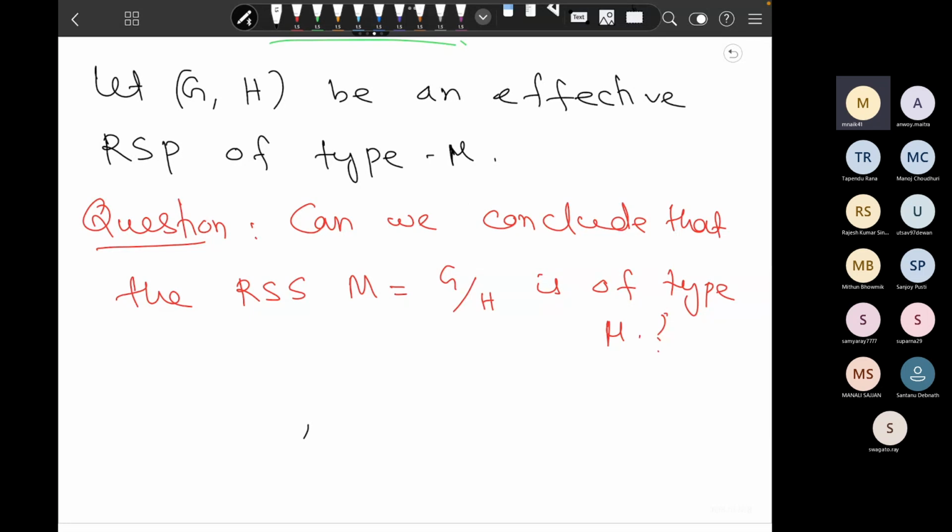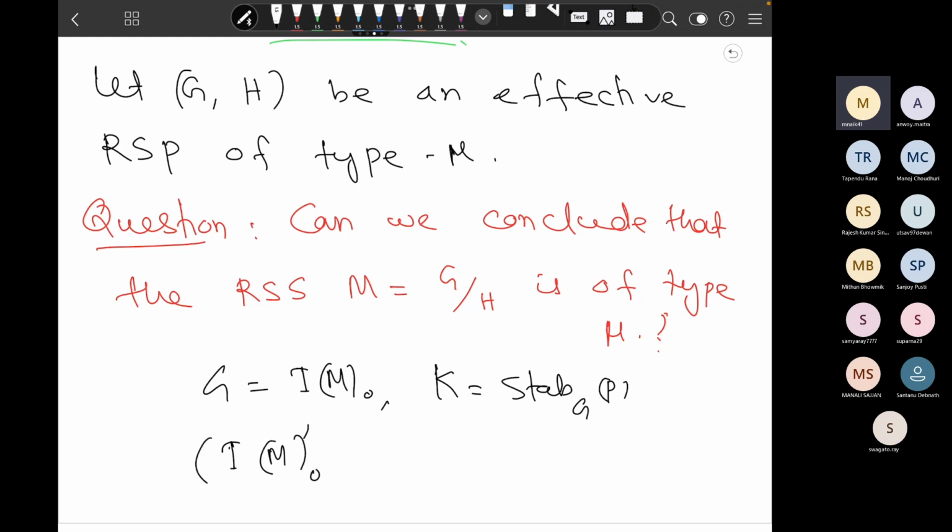Okay. So if you look at the definition of when this Riemannian symmetric space is of type mu, for that we need this Riemannian symmetric pair where G is really I_0 and K is really the stabilizer of some P in M. So you have to check whether this symmetric pair I_0 and K is of compact type or non-compact type or something like that.